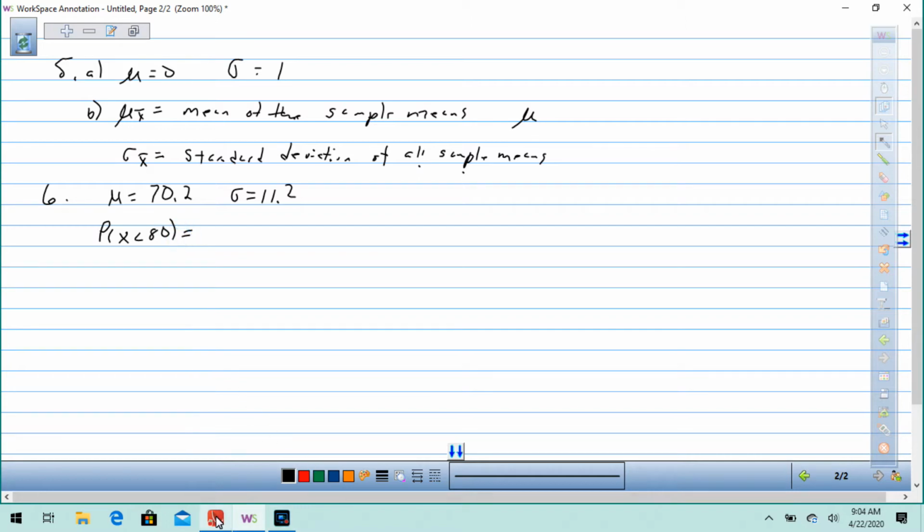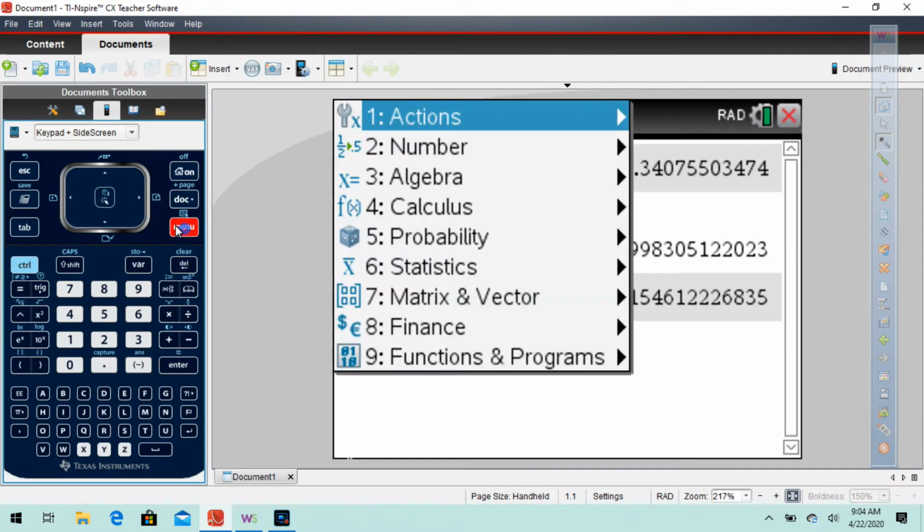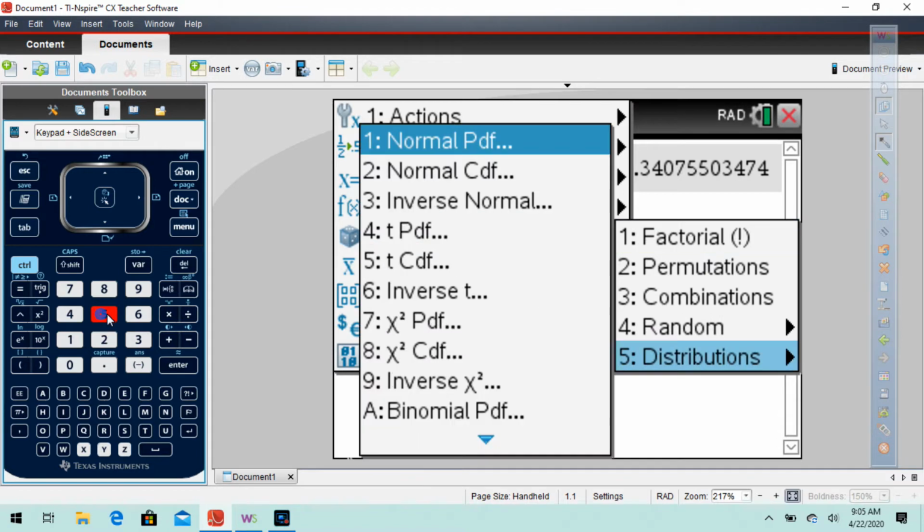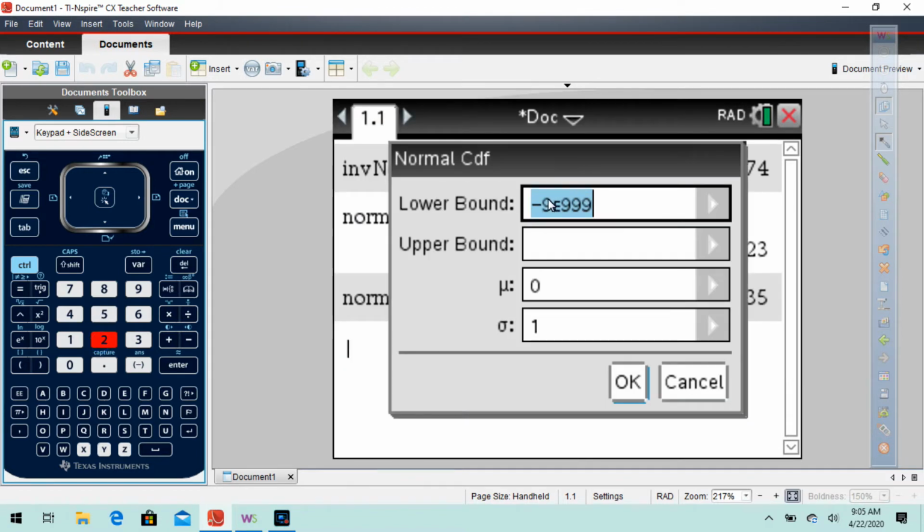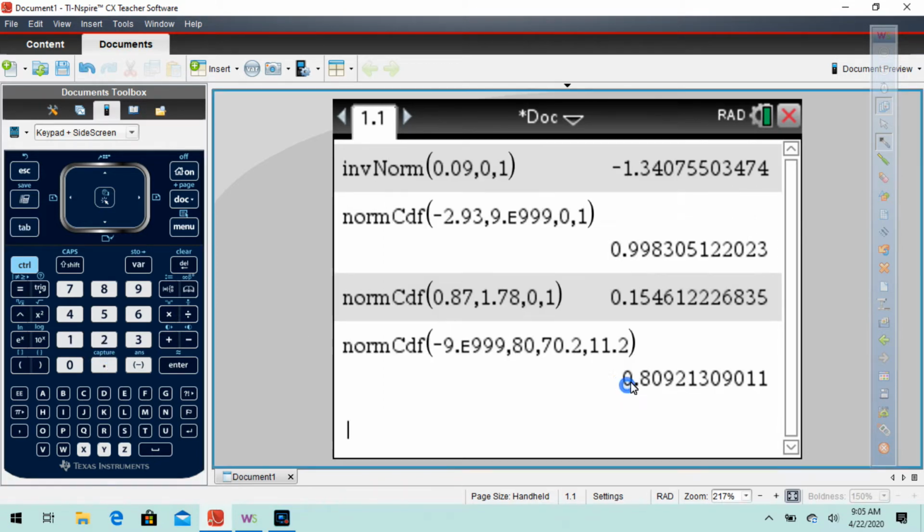All right. So we're going to go menu 5, 5, 2. Lower bound is going to be negative infinity. Upper bound is going to be 80. The mean is 70.2. The standard deviation is 11.2. And it's going to be 0.8092.